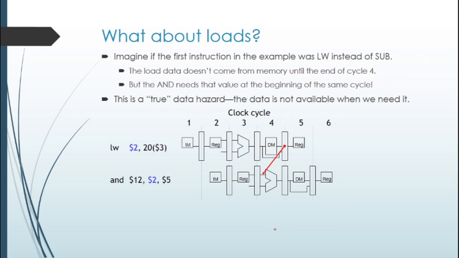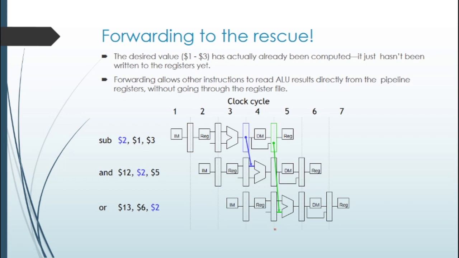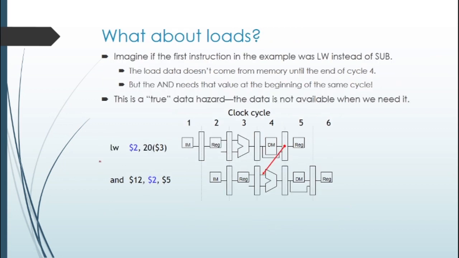But what if we have a load instruction instead of a sub instruction? If we replace the first instruction with the load instruction, now what happens? The first thing is simple. We know that register number 2 will be written in the fifth clock cycle.